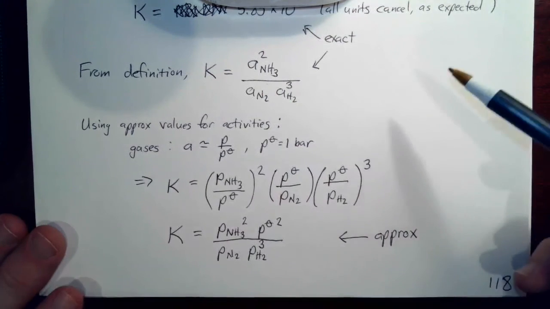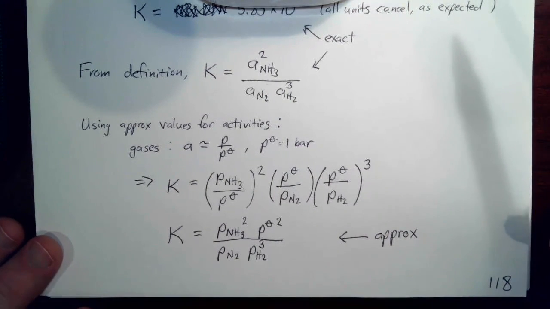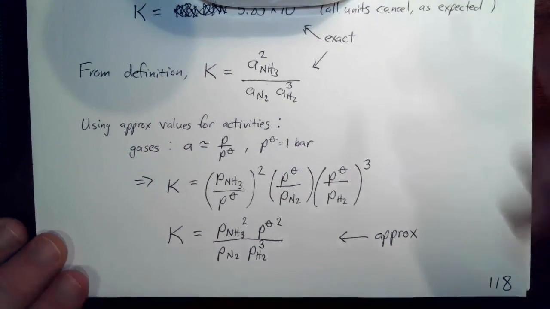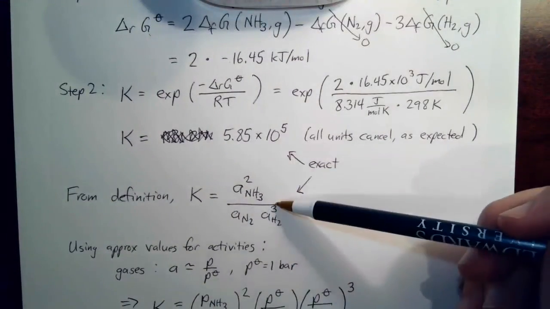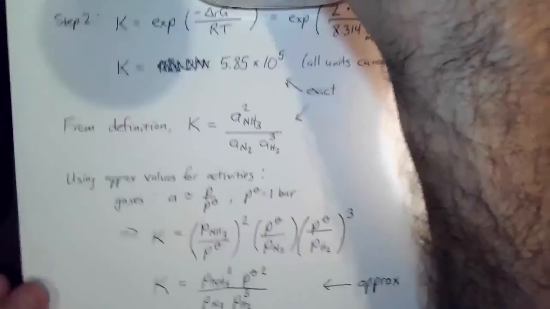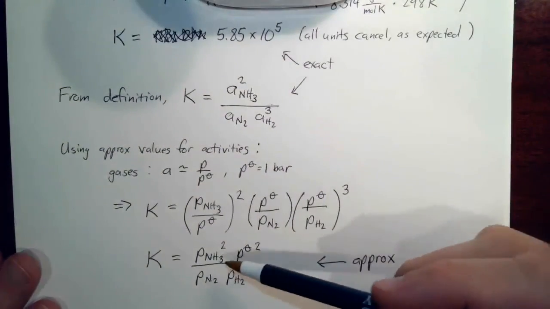Okay, so this was an example of finding K, and we did it in a few different ways. We had 2 ways where we got an exact result, and 1 way where we estimated the result in terms of partial pressures.